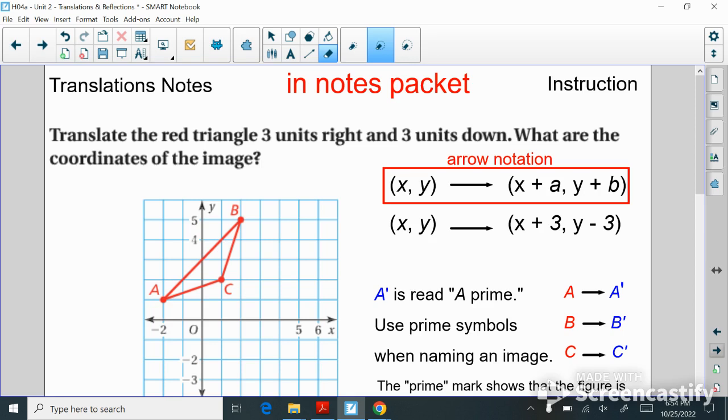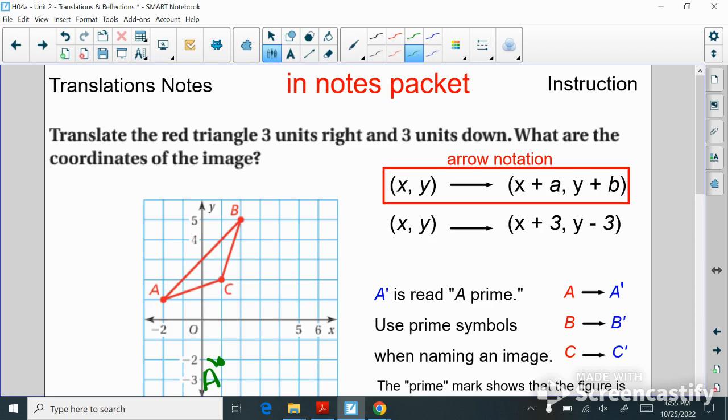What that means is we just want to take every single point that we're given, so A, B, and C, and move that to the right 3 and then down 3. So I'm going to do that now. 1, 2, 3 to the right, and then 3 down. And that is A prime. We always want to make sure that we're including that apostrophe with the A, and we call that our prime symbol because that indicates that this is our new image.